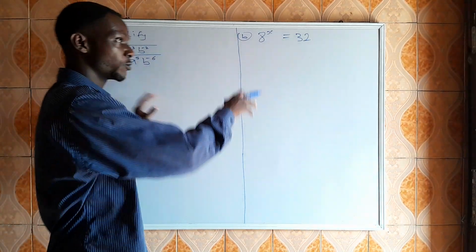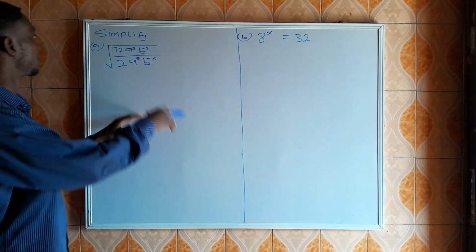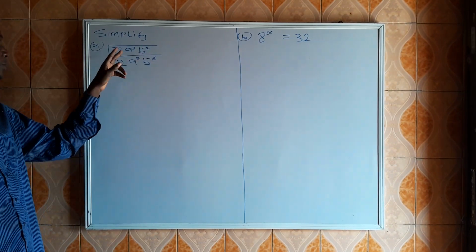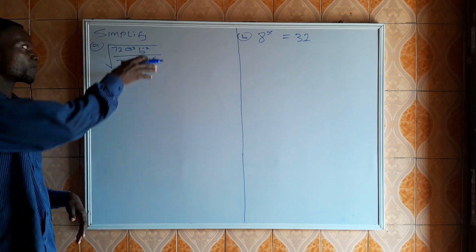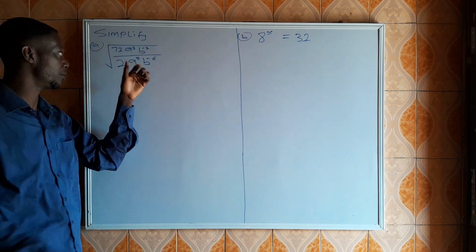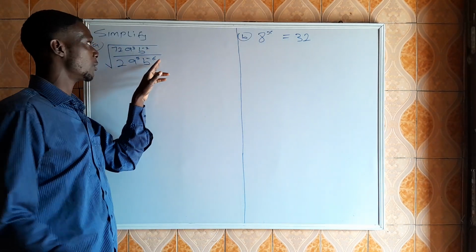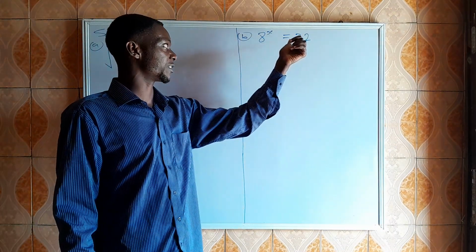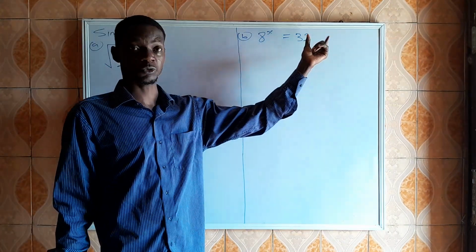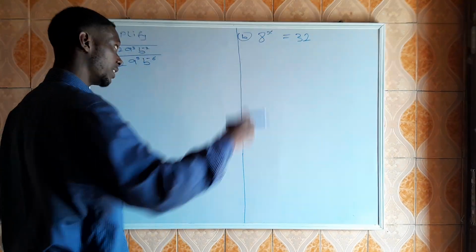Now, let's check out these two questions. The first one: simplify the square root of 72 a raised to power 3 b raised to power minus 2, divided by 2 a raised to power 5 and b raised to power minus 6. Then the other one: 8 raised to power s equals 32. That means I want to find s.